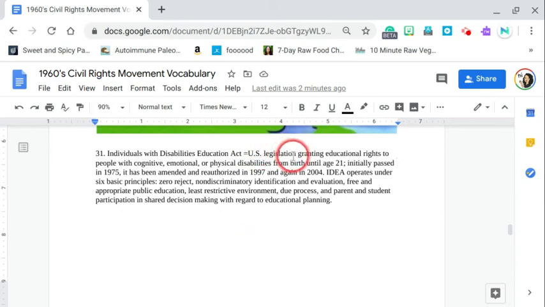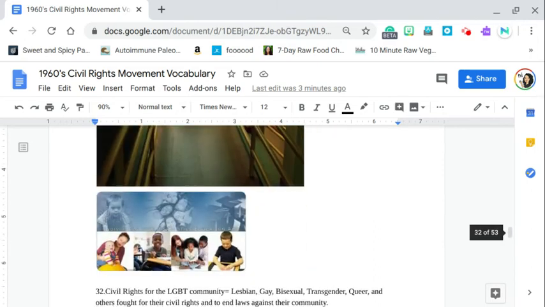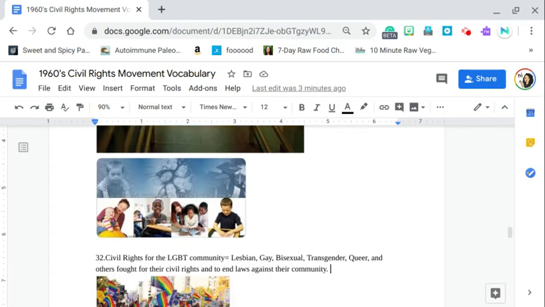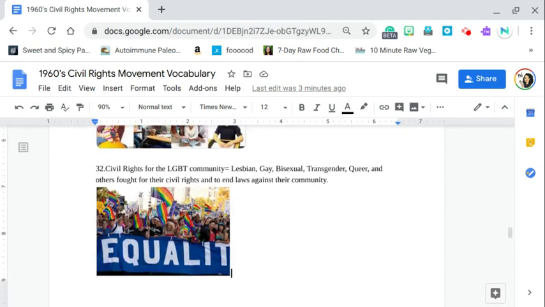So it basically refers to legislation, a law granting educational rights to people with cognitive, emotional, or physical disability from birth until age 21. Okay, and then you have these laws keep changing. So this is part of the special education program, where just because you have a disability doesn't mean that you are outcast. It actually means that you have to be able to graduate and have services to help you graduate and become a happy, productive citizen. Okay. And again, these programs benefit everybody.